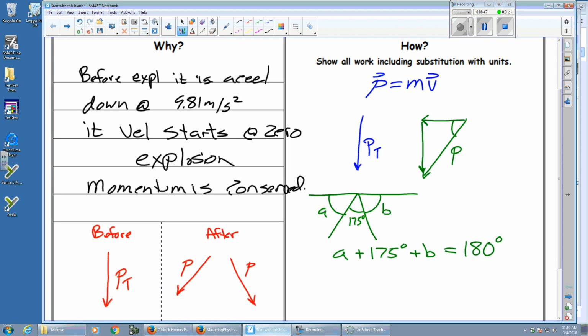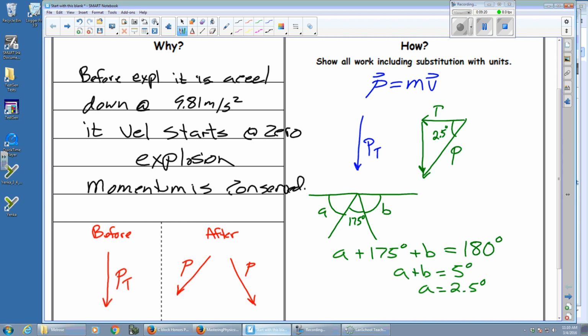Do you think it's okay to assume that A and B are the same size? Yeah, because these are taking away equal amounts of momentum, right? So that means A plus B equals 5. So A must equal 2.5. Yes? No? So that means in here I have an angle of 2.5 degrees.